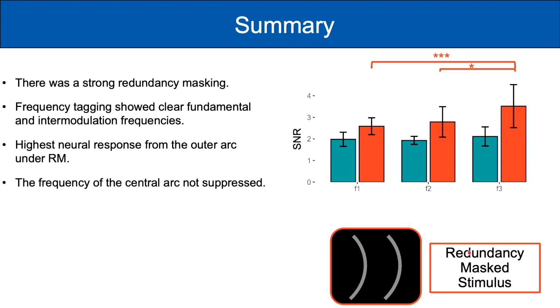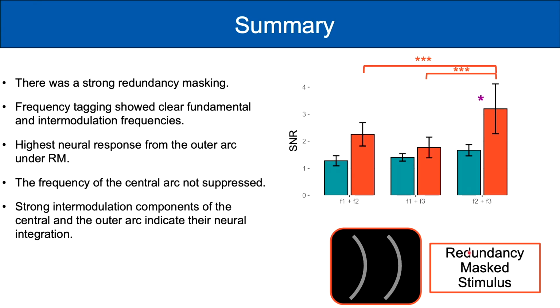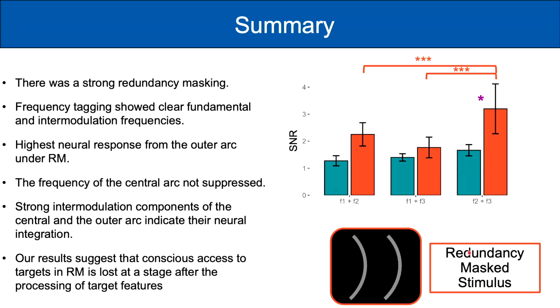Our results suggest that the central arc is not suppressed. Instead, a strong intermodulation component of the central and the outer arc indicates neural integration between these items. However, their spatial features are not pooled, as I mentioned earlier. So our result further suggests that conscious access to targets in redundancy masking is lost at the stage after processing of the target features.